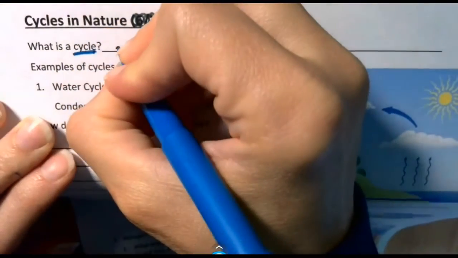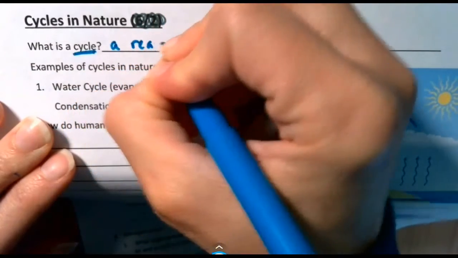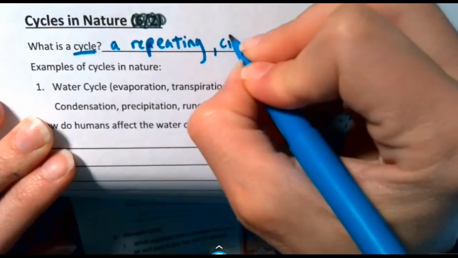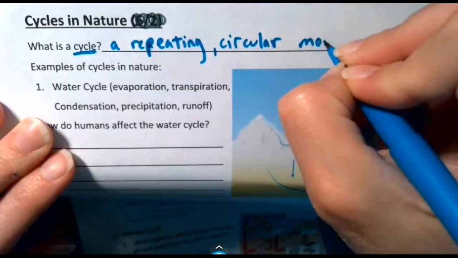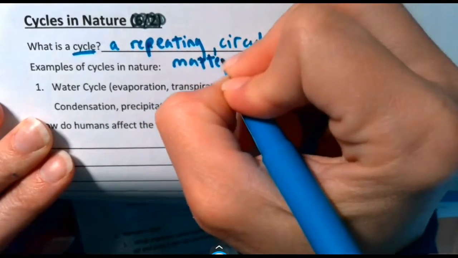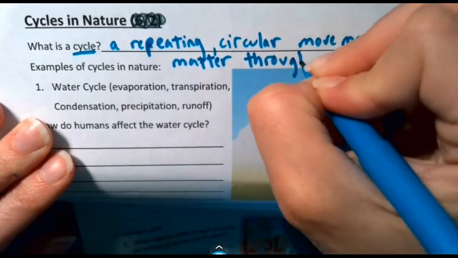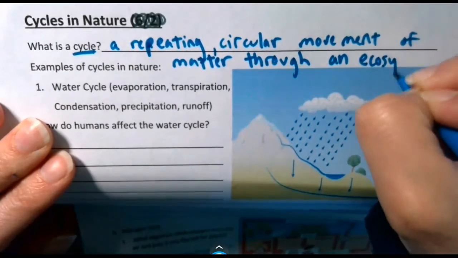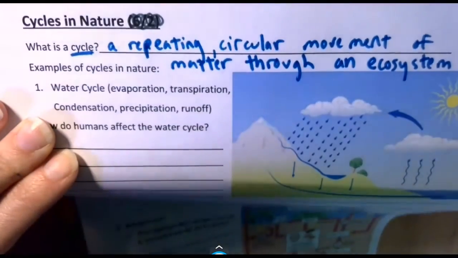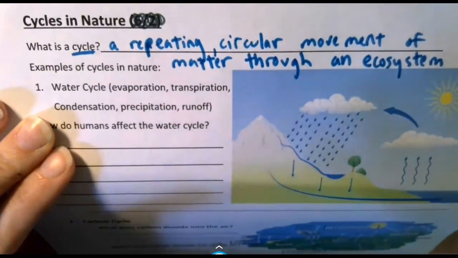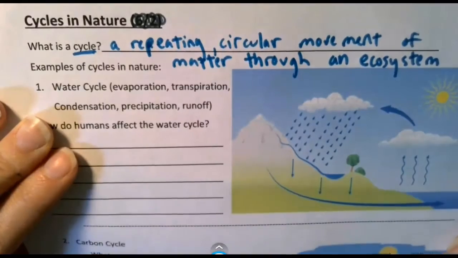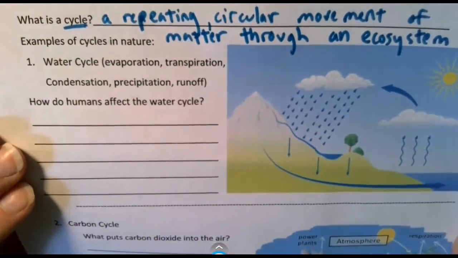A cycle is a repeating circular movement of matter through an ecosystem. And we witness this all the time in nature. You see rain and water moving in a creek, and snow, and you might see an ocean. This is the movement of water in an ecosystem. You see clouds. So we're going to look at some examples of cycles.